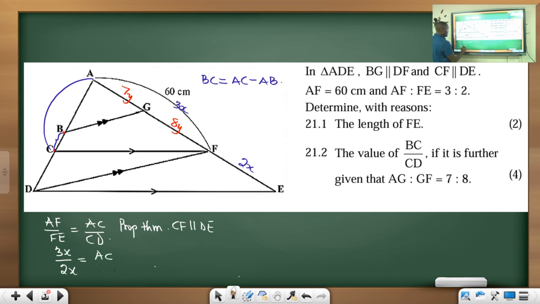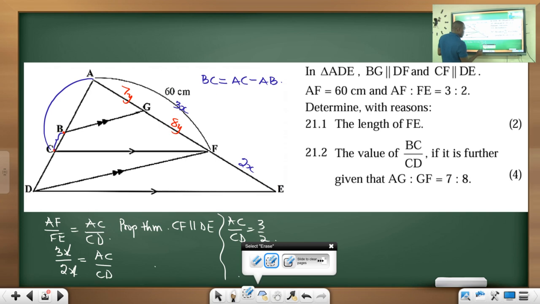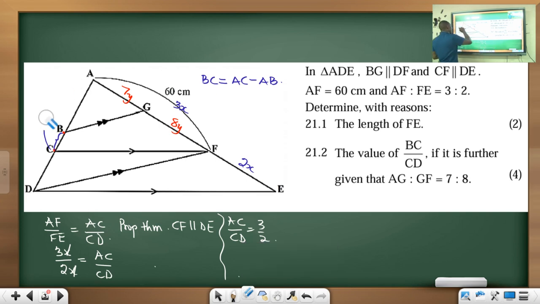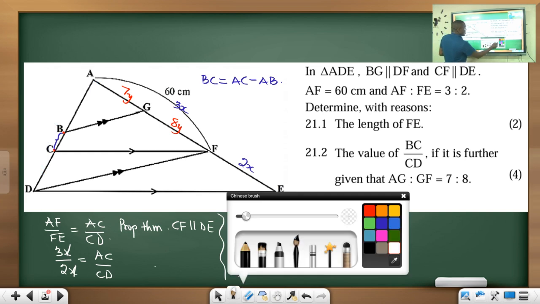Okay, so I have my AC over CD. If I cancel the X, what will that give me? AC over CD is 3 over 2. Beautiful. Now, please, whatever you get, let's go write it there. Okay? AC over CD is 3 over 2.